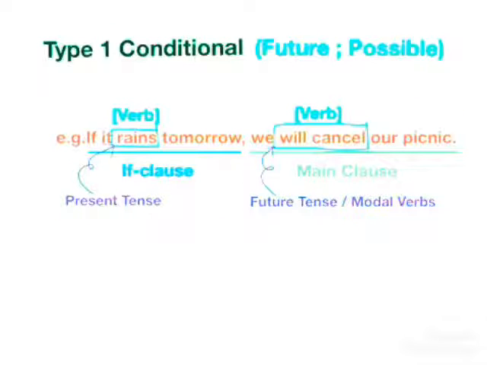Okay, for a type 1 conditional sentence, we talk about something that hasn't happened yet, in the future, but is very likely to happen, possible to happen. The verb in the if clause of a type 1 conditional is in present tense, and the verb in the main clause is future tense. If it rains tomorrow, we will cancel our picnic. Okay, so remember, type 1 conditional, present tense plus future tense.